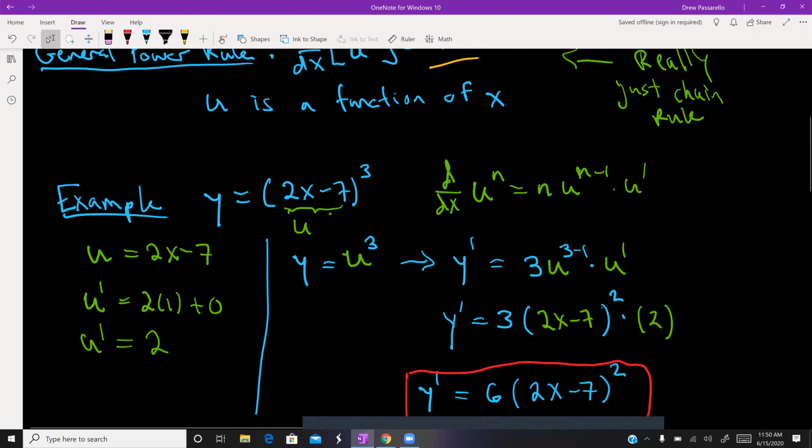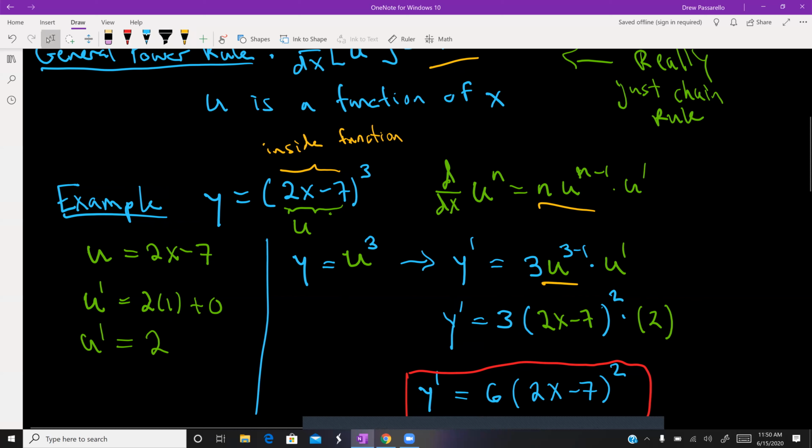So I can think of this as y equals u to the third power, where u is this whole thing, 2x minus 7. So the 2x minus 7 is like my inside function. And then the operation of cubing is the outside function. So when I apply this general power rule, you'll get 3 times u to the 3 minus 1, those parts, and then times u prime.